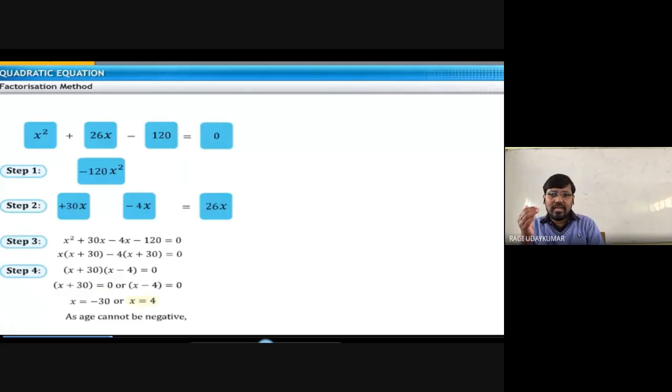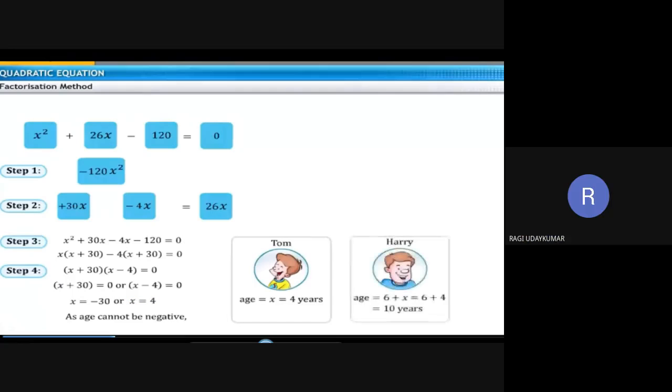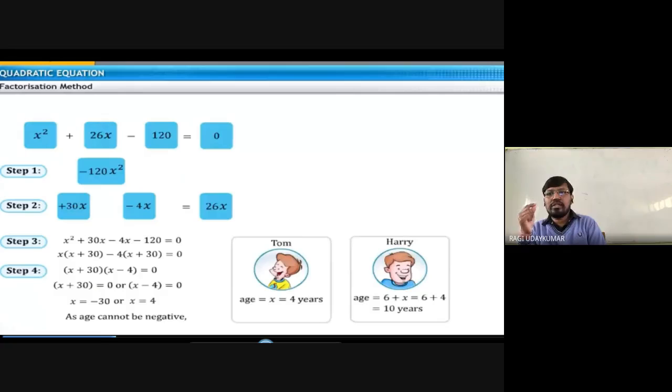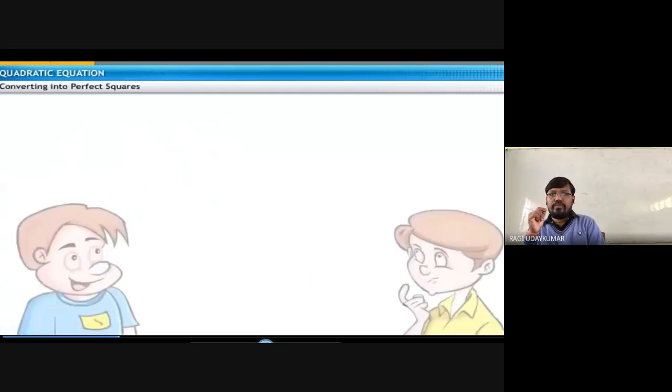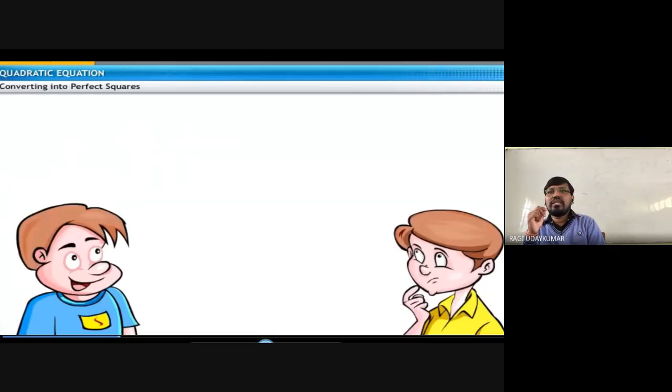I'll explain to you at the end of the class. Again, the easiest way to factorize. So Tom's age is x, that is 4 years, and Harry's present age is 6 plus x, 6 plus 4, that is 10. Okay, so like this, the factorization will be done.